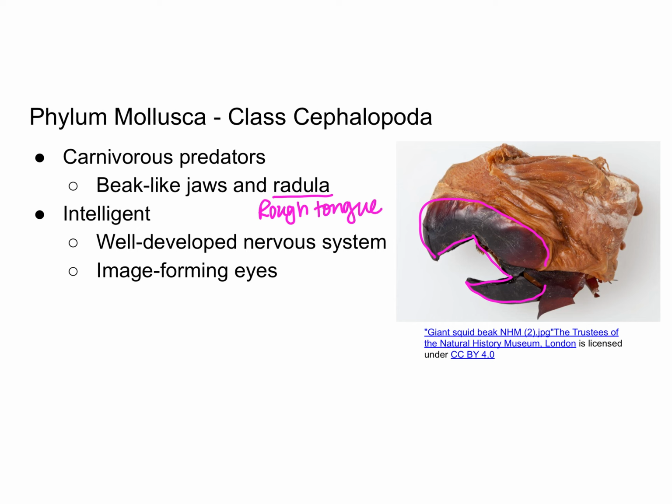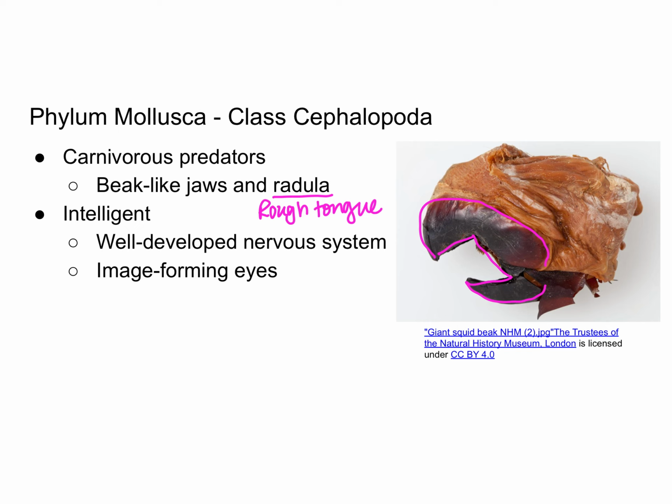It's also really interesting that these organisms have been determined to be very intelligent. They have a well-developed nervous system and eyes that can actually see and a brain that can essentially form images. And they've tested, especially octopus, in different situations, and they're able to do problem solving.